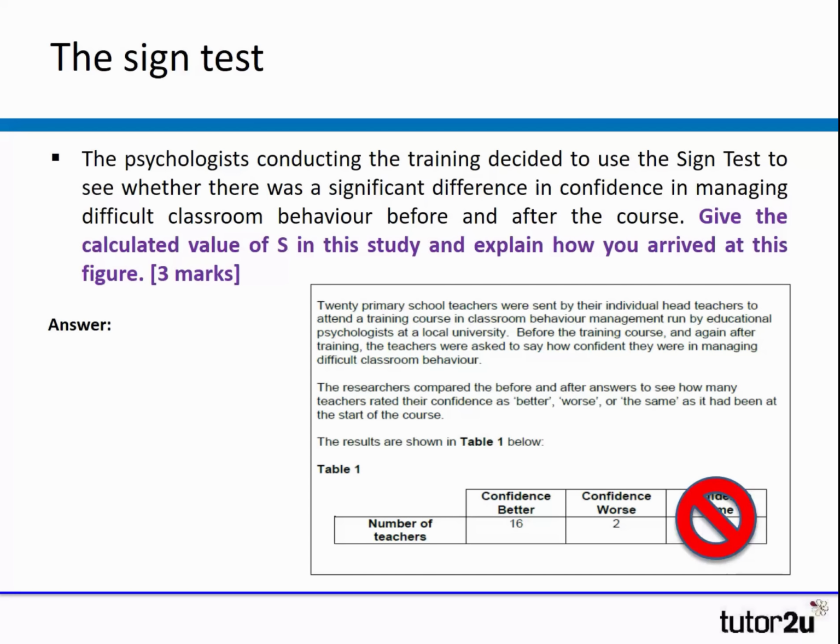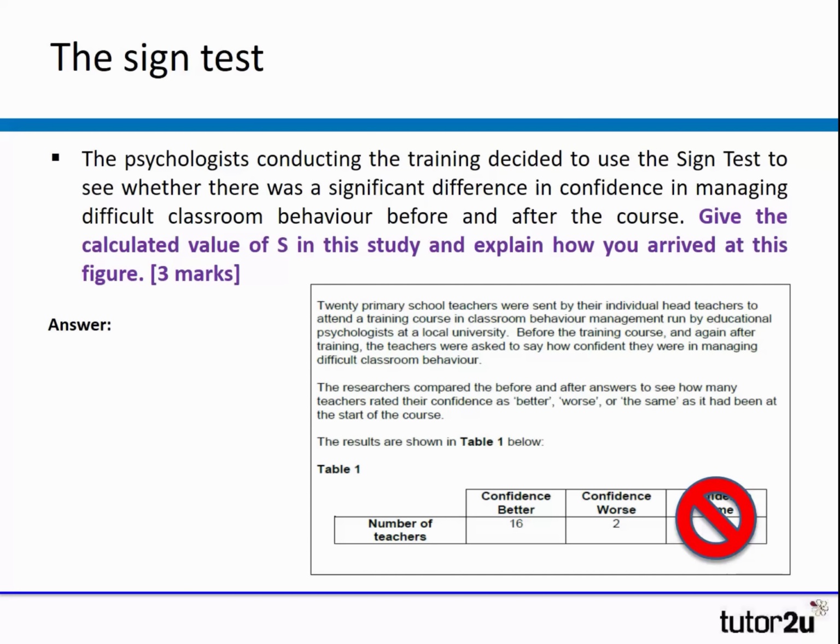So if we think we're ignoring the number of people that got the same score, which in this case is 2 incidentally, that just means the calculated value is 2 because there's only 2 other scores. We've got 16 and 2 and we know it's always the lowest value, so our calculated value would be 2. And then we need to explain how we arrived at that, so we again would say the same thing.